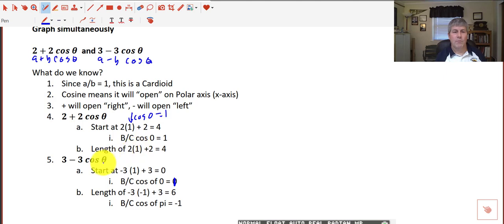And then for 3 minus 3 cosine of theta, that's going to start at 0. The cosine of 0 is 1. Negative 3 times 1 plus 3 is 0. Okay, I said cosine of 0 equals 0, so make sure you correct that. The cosine of 0 is 1. And then the length will be 6. So this one's going to be quite large, and we'll see if that even fits on our screen.